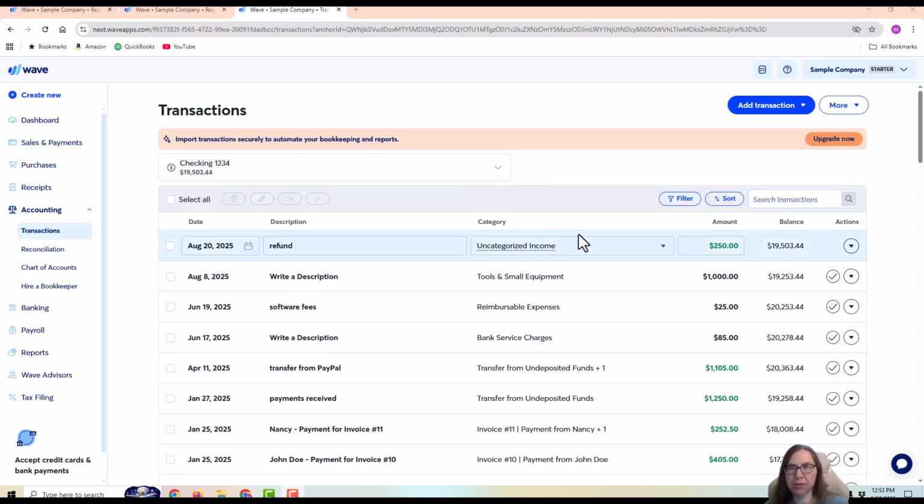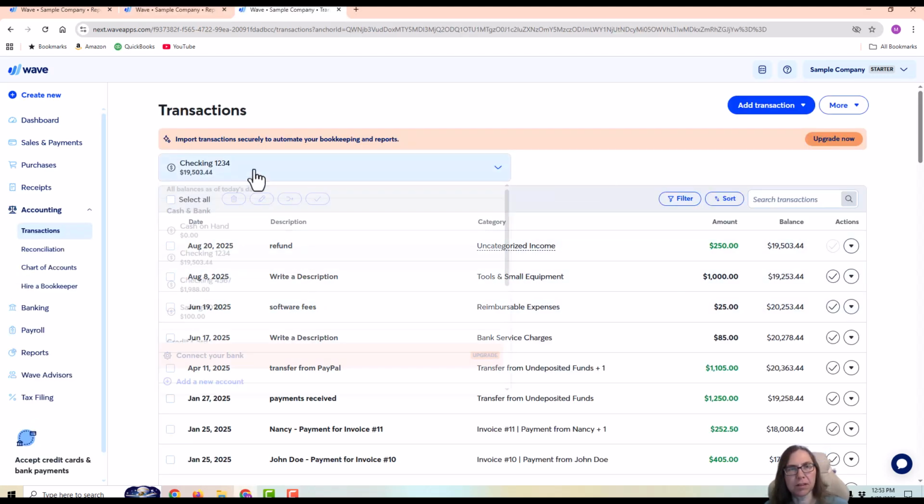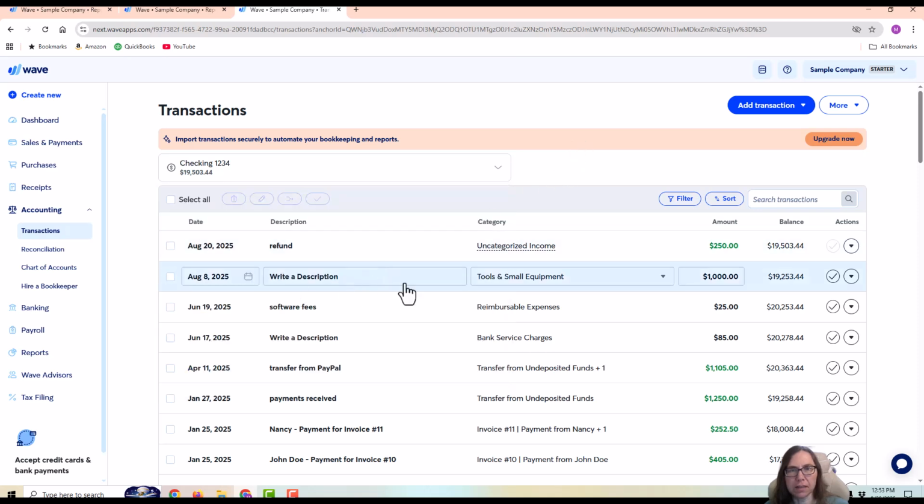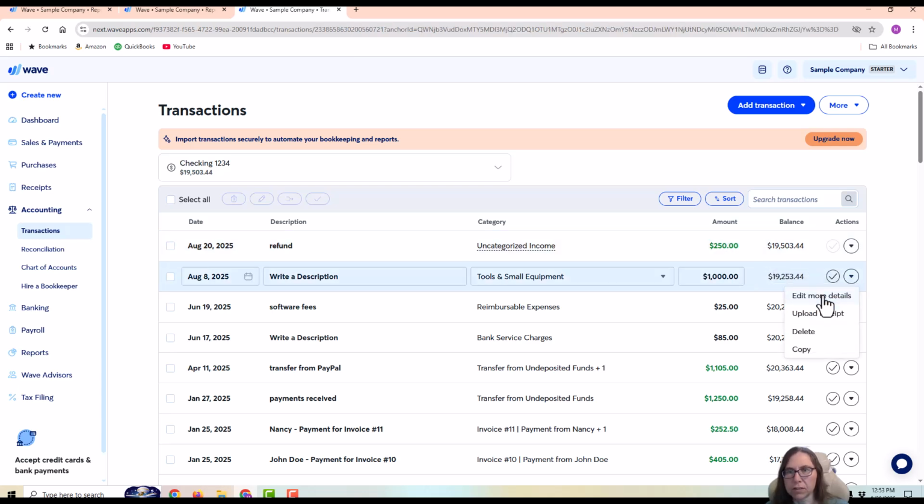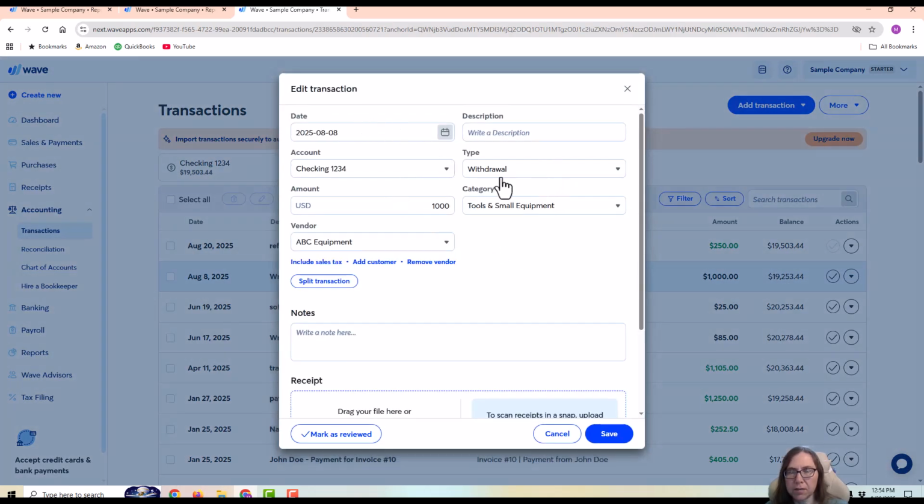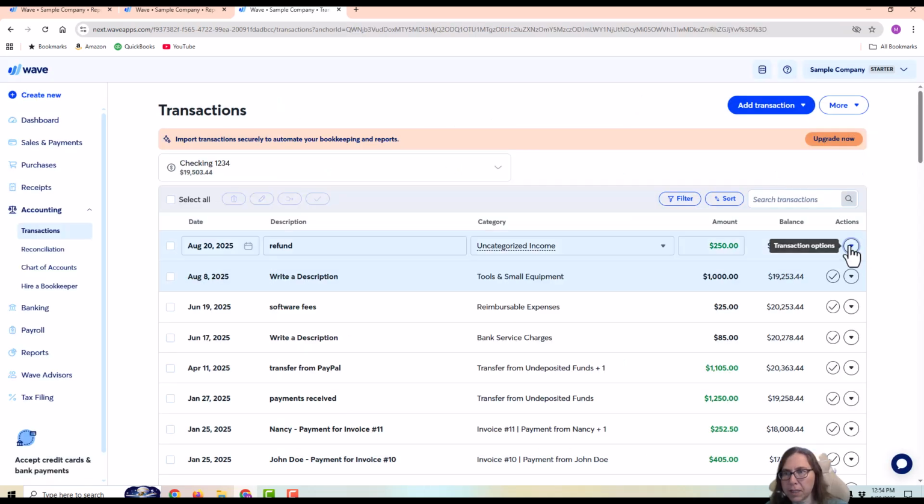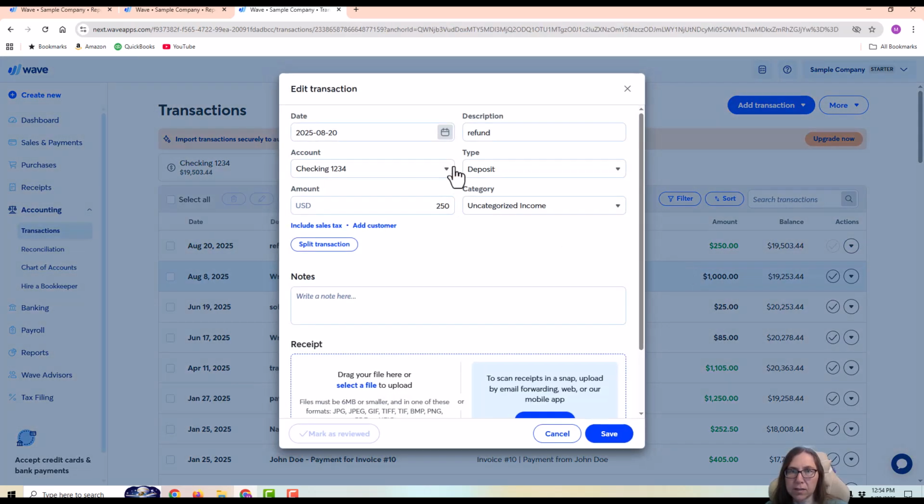Okay, I'm going to go ahead and do a second example. Now I'm in the checking account. And in this second example, they purchased tools and small equipment for $1,000, but then they returned a portion of that purchase back to the store and got a refund for $250. So that original expense is going to be an expense or a withdrawal. And then the money that they received back is a deposit back to the checking account.